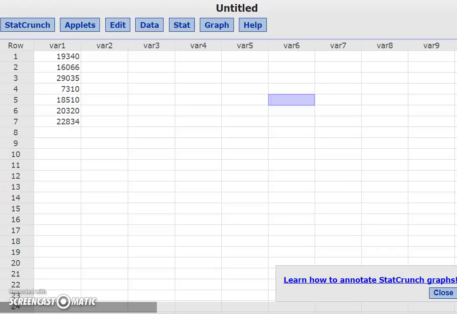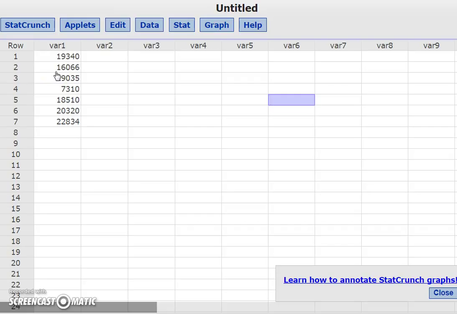Hello Math 152 students. In this video, we're going to take a look back at one of the problems we discussed in class. This problem is on page 74, number 27, and it was looking at the continents, the land areas, and highest elevation. So what I did is I typed the different elevations into StatCrunch.